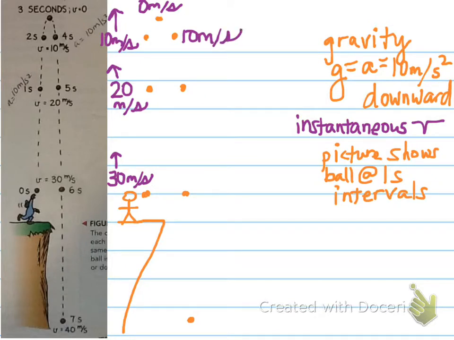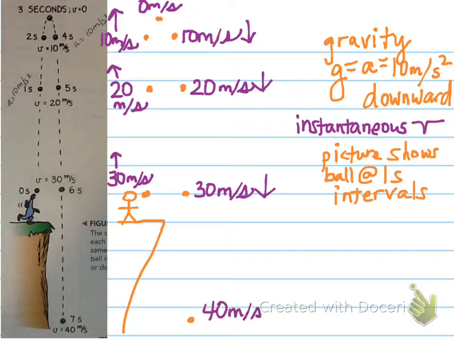But this time my velocity is acting downward. Here I'm going to pick up 10 more meters per second, so it's 20 meters per second, also acting downward. Here I'm at 30 meters per second, acting downward. And down here at the bottom, I have 40 meters per second, acting downward. So our total time interval that we've shown here is 1 second, 2, 3, 4, 5, 6, 7.